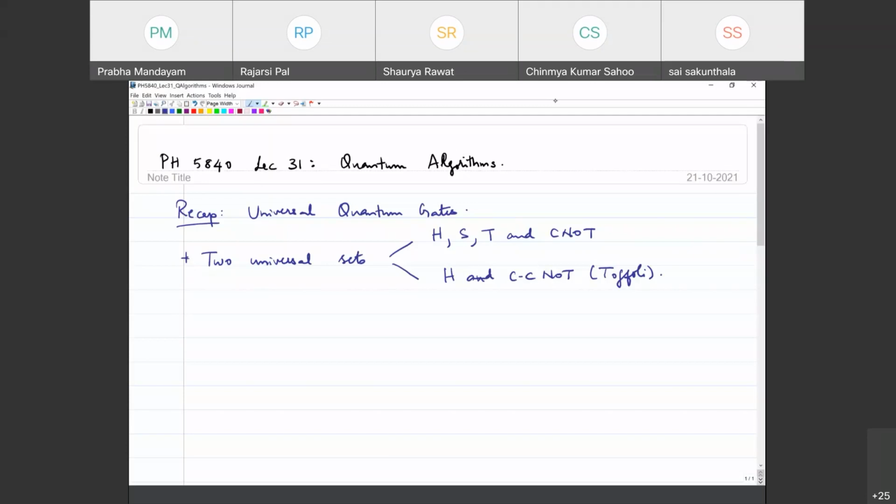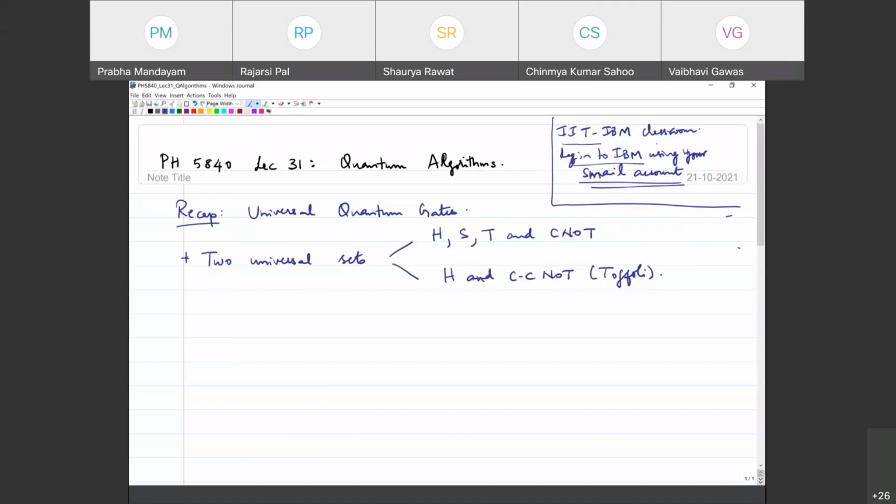Okay. So all of you now have access to under the IIT IBM, I don't know what it's called. I think it's called a classroom. But the key is to log in to IBM using your Smail account. Okay. So use your Smail, which is essentially a Gmail, right? So use your Smail account. Okay. And log into IBM, and then you will have the option of joining the IIT IBM class.